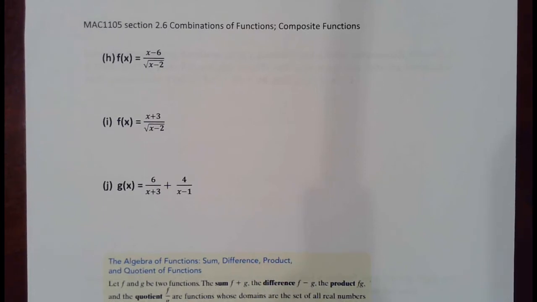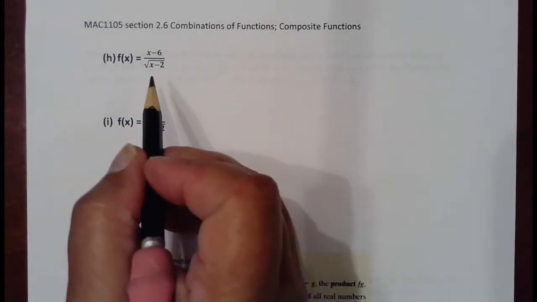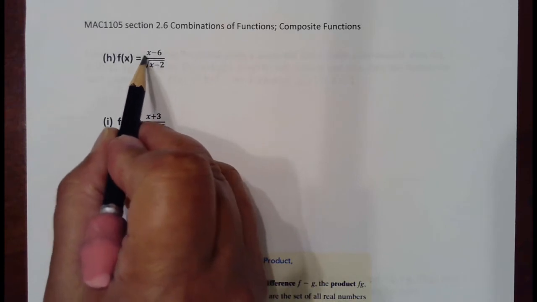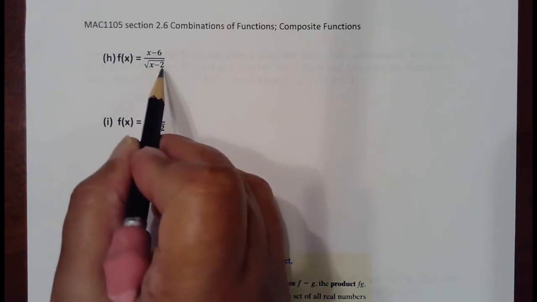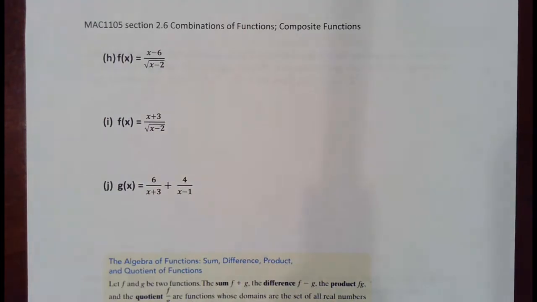Okay, this is a continuation of section 2.6 for MAC 1105. We've been looking at how to tell the domains of functions that have been combined. For instance, here you've combined the function x minus 6 with the square root of x minus 2 through the form of a fraction.